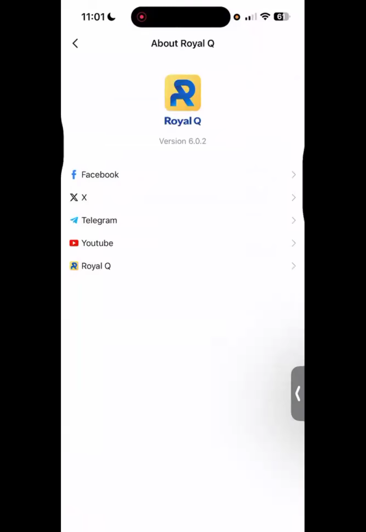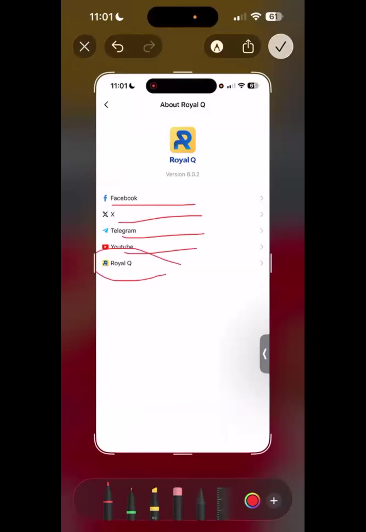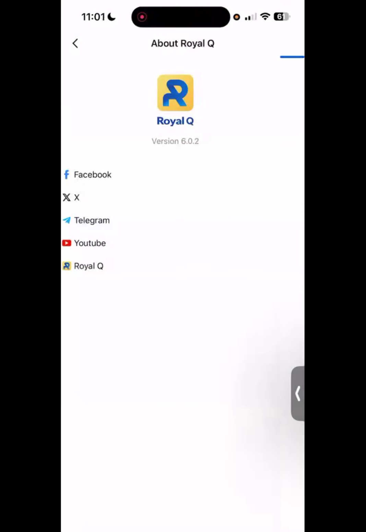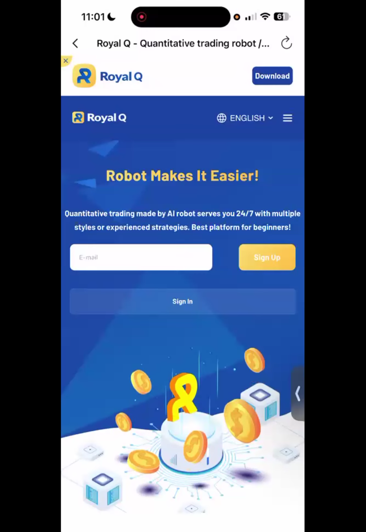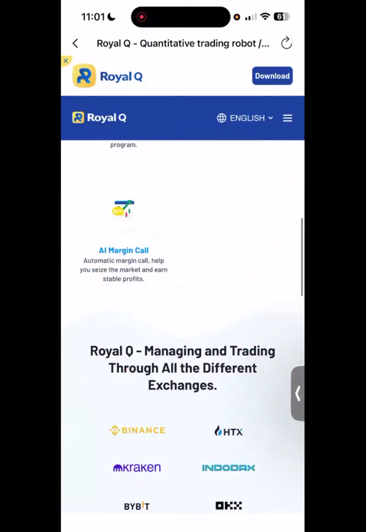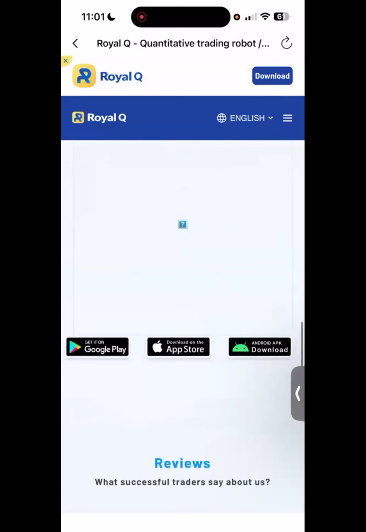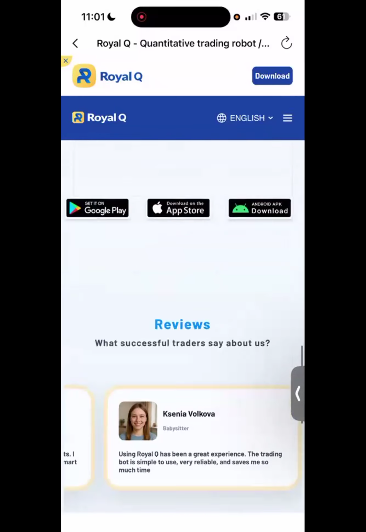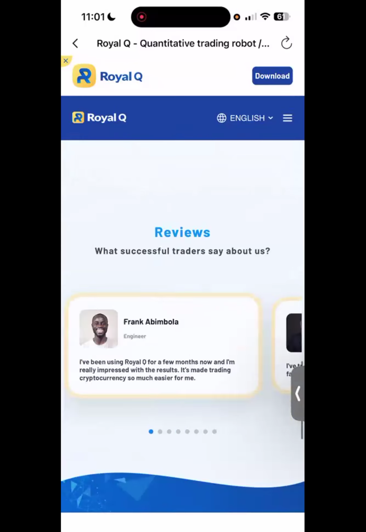Then about RoyalQ. These are their social handles. If you haven't subscribed to them, make sure you do. Then their website. So when you tap on this, you'll be able to see why RoyalQ. You can even log in through the website, through the web version. Okay. So why RoyalQ? You'd see the reasons why we love RoyalQ, and you would see the apps that they are available on, plus the reviews from the various traders.